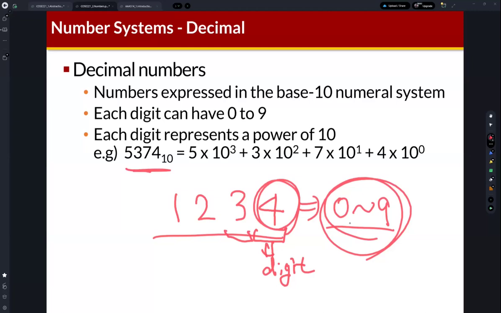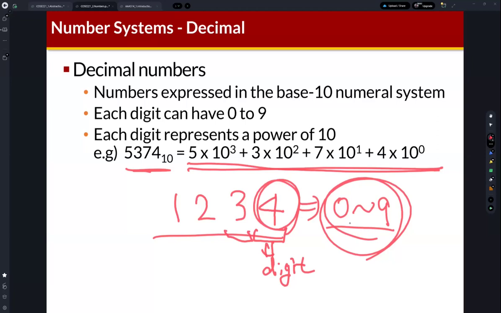So this is the example, 5,374. What is the magnitude of this number? We can represent the magnitude of this number like this, right? Obviously, it's very elementary school mathematics, right? But we can see the magnitude of each digit in this equation.